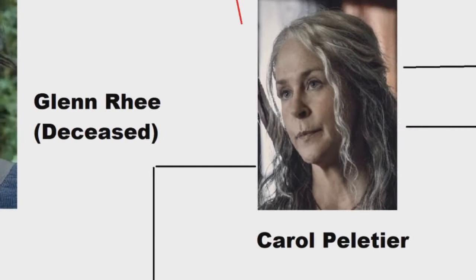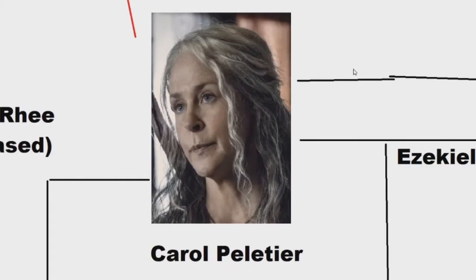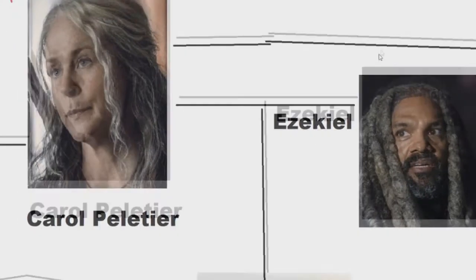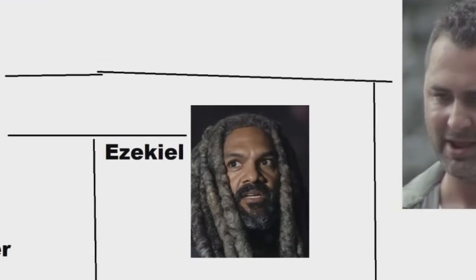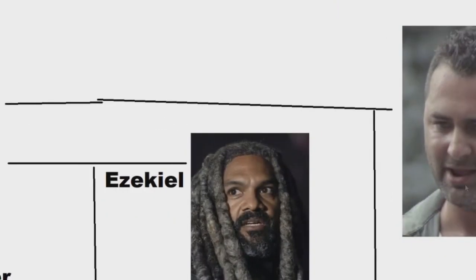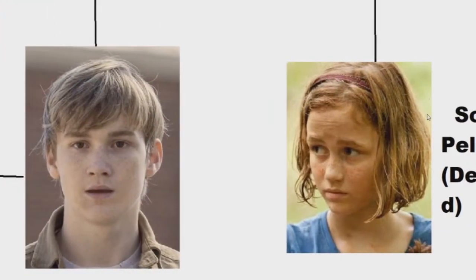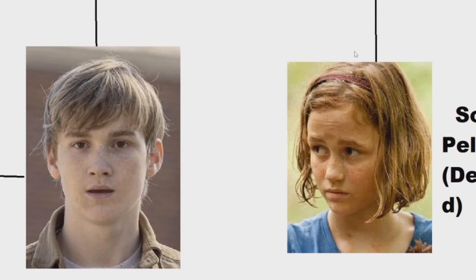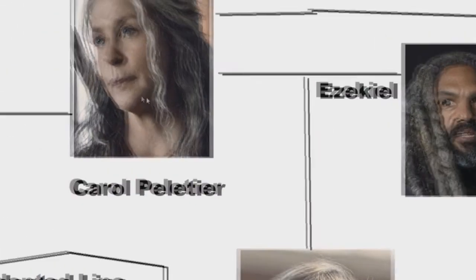So we of course have Carol Peltier. Now, Carol Peltier has had 2 husbands in the show, one of which is of course Ezekiel, and this is the king that Judith was referring to, King Ezekiel. And she also had a husband named Ed Peltier, and you'll remember Ed from season 1, where he, of course, died. Now, together, Carol and Ed had a child named Sophia Peltier, who has also unfortunately died. And that was the first child that Carol lost.